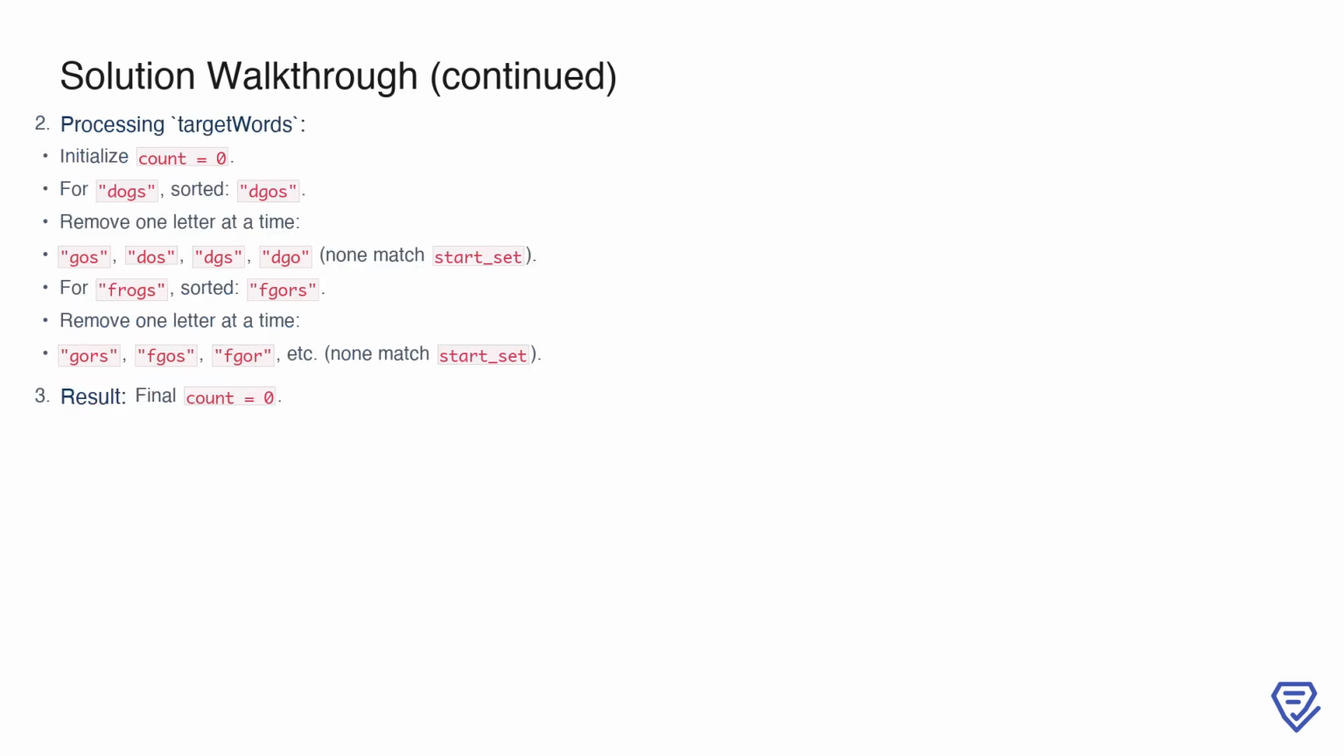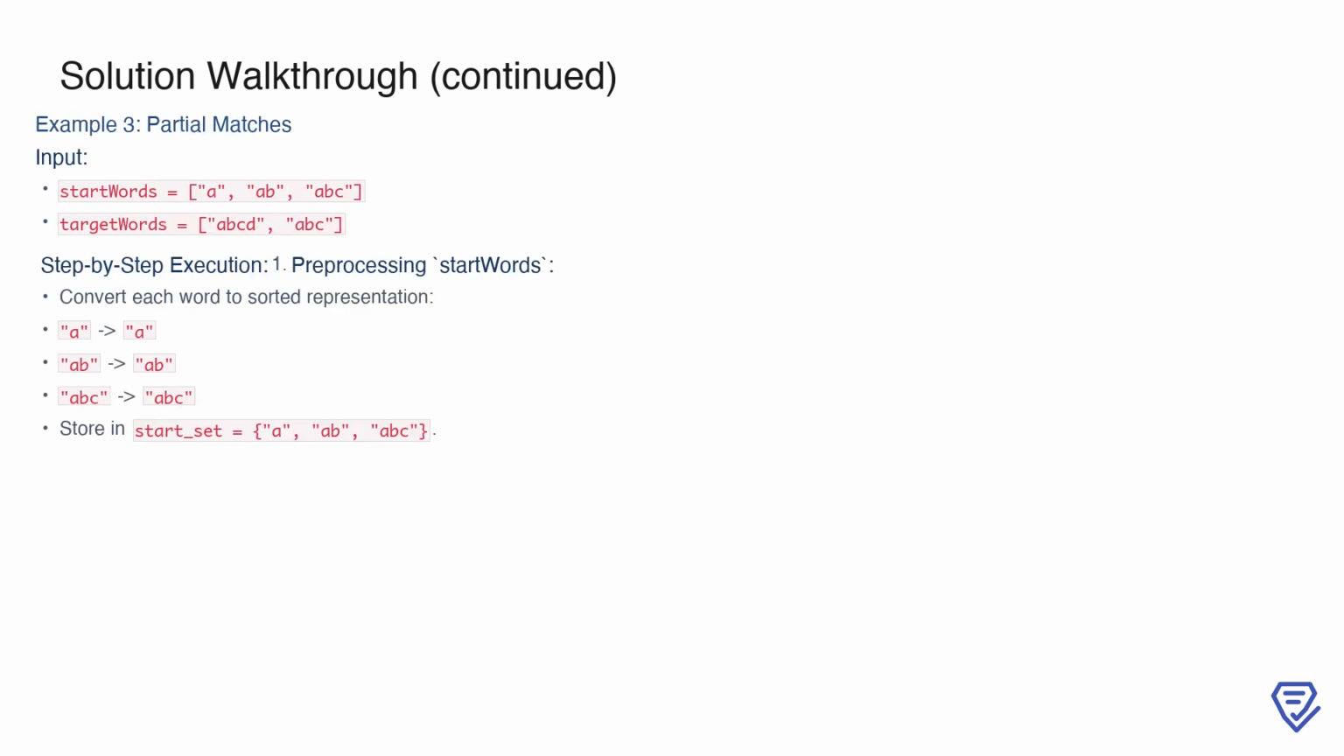In this example, we process the target words list, which contains dogs and frogs. For dogs, we sort it into dgos and then remove each letter in turn to form candidates like gos, dos, dgs, and dgo. However, none of these candidates are found in start_set. Similarly, for frogs, sorted as fgors, we generate candidates like gors, fors, and fgor. Again, none of these match the entries in start_set. Since no matches are found after processing all target words, the final count remains at 0.